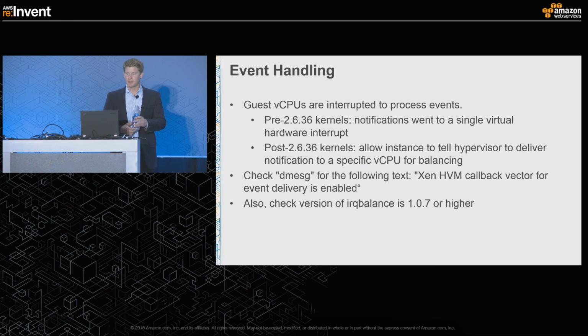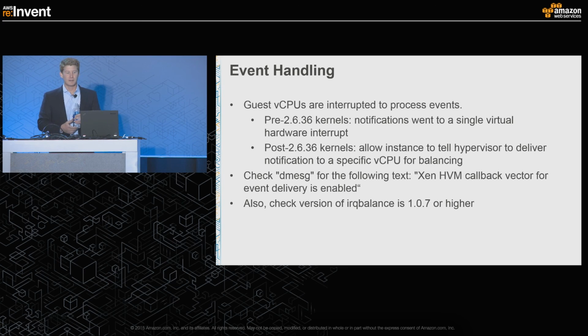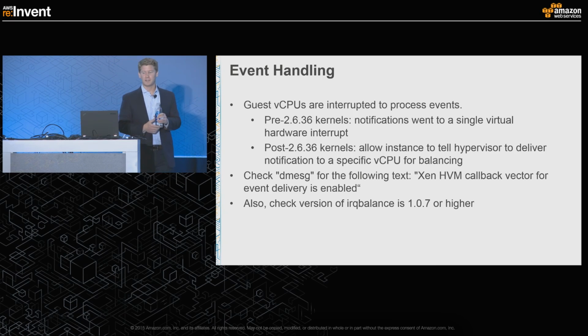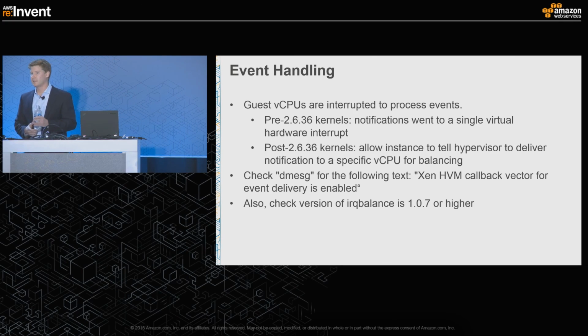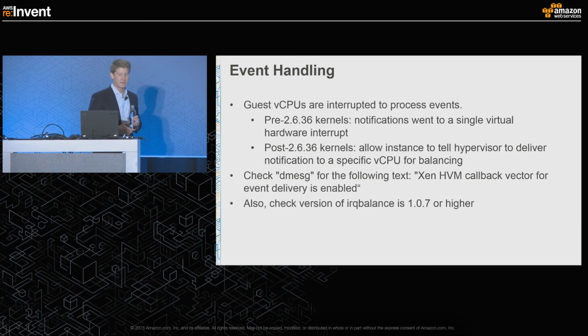So there was an early kernel version, 2.6.36, where notifications went to a single virtual hardware interrupt. And beyond that, you had support for event callbacks in Xen, which lets the instance tell the hypervisor which vCPUs to target with event notifications. And you can actually see that this is enabled and that you're more evenly distributing event notifications across vCPUs by checking dmesg and looking for the text Xen HVM callback vector for event deliveries enabled.